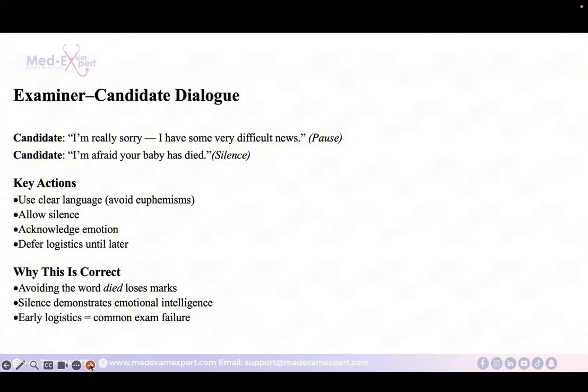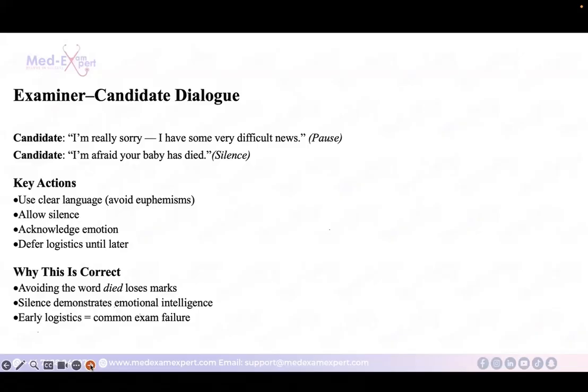I'm seeing the scan, and I'm telling you, the baby's heartbeat was absolutely fine in the previous scans. Now, at that minute, you say, "I'm really sorry, your baby has died," and then silence. Rather than going round and round beating about the bush, just take the bull by the horns and give that bad news. That is what we want.